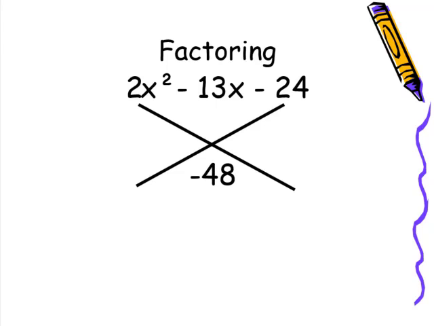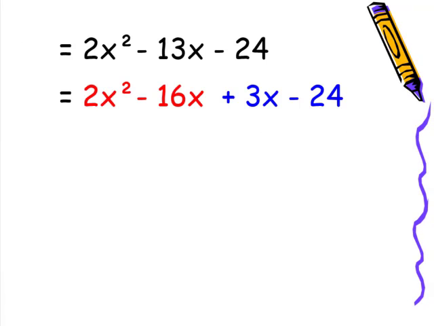Now we have to determine what two numbers we multiply to get negative 48, but when we add those same two numbers, we get negative 13. Those two numbers are negative 16 and 3. Once we have that, we're going to rewrite this trinomial as a polynomial. We're going to write it with 4 terms. So instead of writing negative 13x, we know that negative 16x plus 3x is the same thing as negative 13x. So that's what we write here.